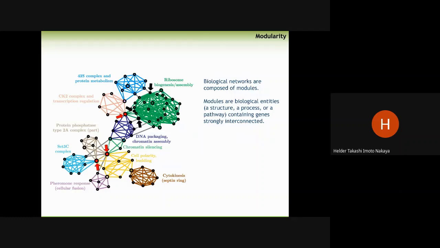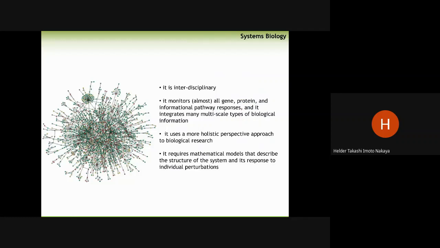So as a summary, systems biology is an interdisciplinary field because it utilizes mathematics, computational science, and molecular biology. It monitors all genes, proteins, and information pathway responses. It integrates many multi-scale types of biological information. So you can think not only of genes, but also proteins, epigenetic markers, metabolites, and it uses a more holistic perspective approach to biological research. And it also requires mathematical models that describe the structure of the system and its response to individual perturbations.